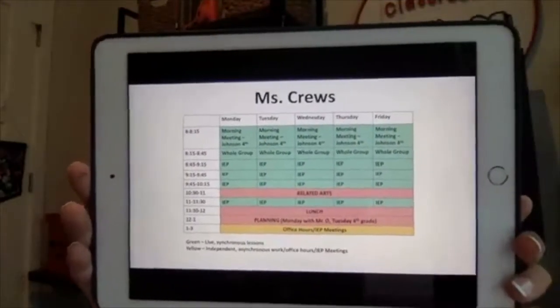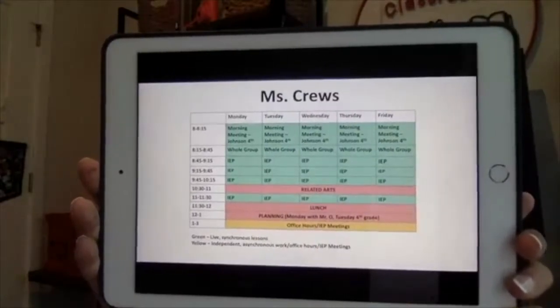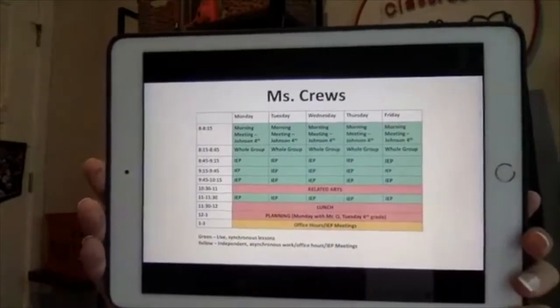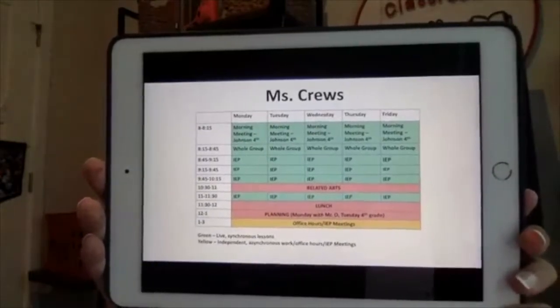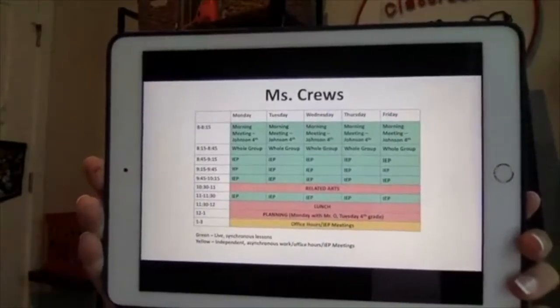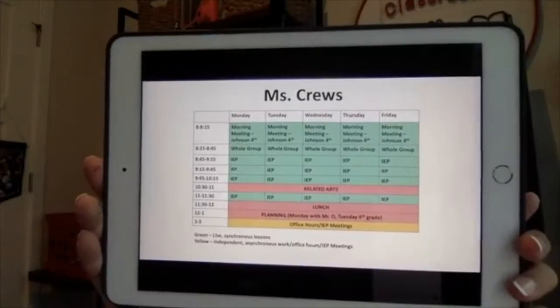And then I also have planning. On Monday, I plan with the other low incidence teacher at the school, and on Tuesdays, I plan with 4th grade. So all of the red times are times that I'm not available to help and work with parents. And then from 1 to 3, the end of the day, I have office hours. I can do IEP meetings if they don't fit in during that 12 to 1 time. And that's time I am available to work with the parents if they need that. And then you'll see a sample para schedule.